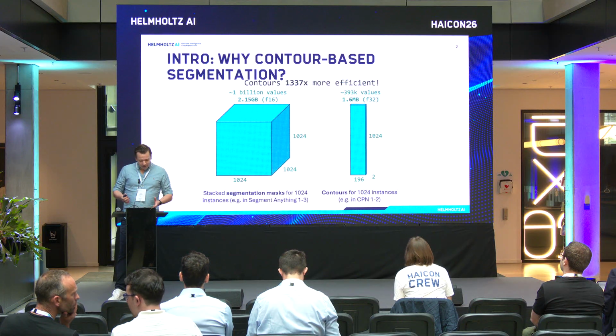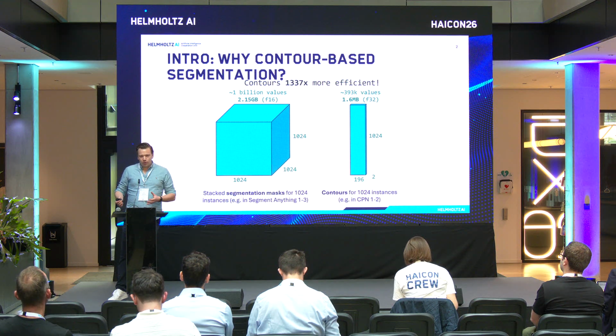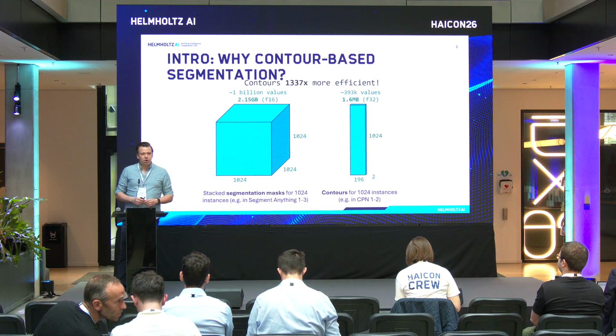So why do contour-based models matter today? We have very good segmentation models like Segment Anything. So why work on contour-based segmentation? And contour-based really means a series of XY coordinates representing the outline of individual instances. And the main answer to that is efficiency and low cost.